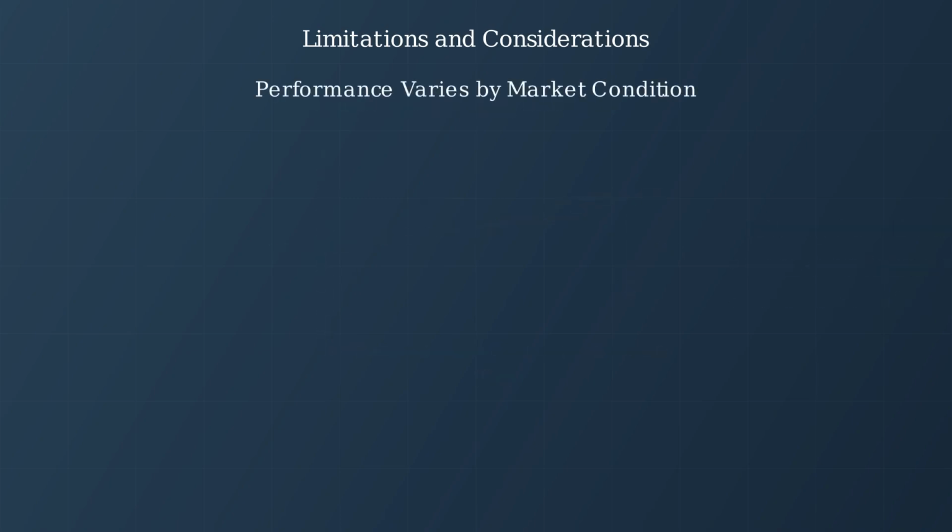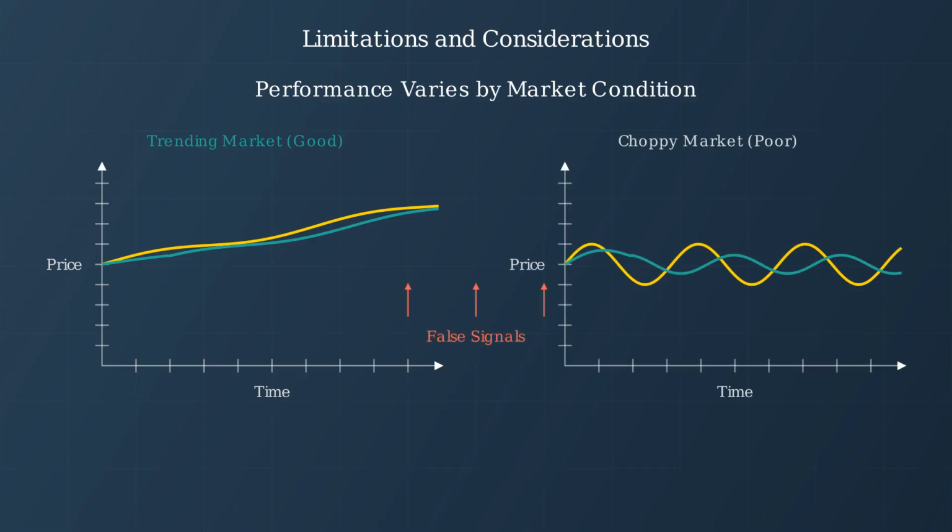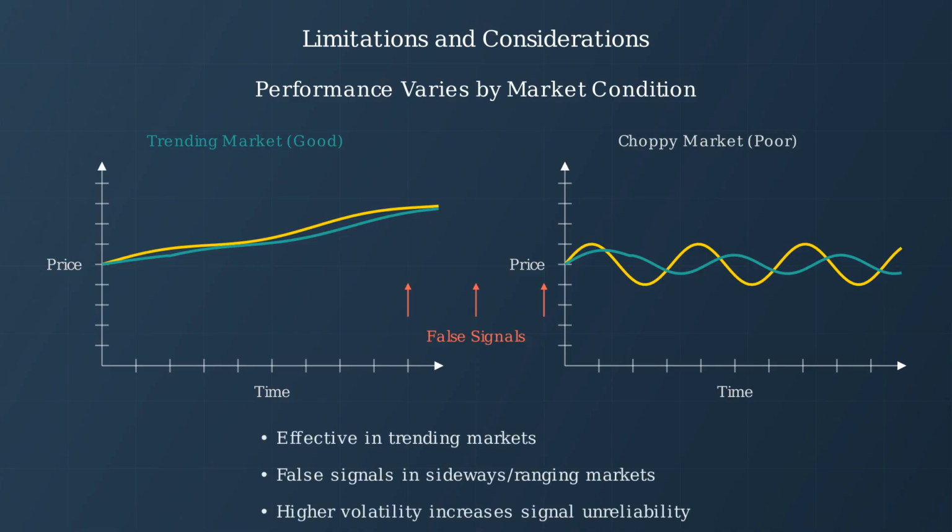The performance of LSMA varies significantly based on market conditions. In trending markets, LSMA performs well by smoothing price action while maintaining the overall direction. However, in choppy or ranging markets, LSMA can generate numerous false signals as it struggles to identify a clear direction. Higher market volatility further decreases reliability, making LSMA potentially misleading in certain market environments.